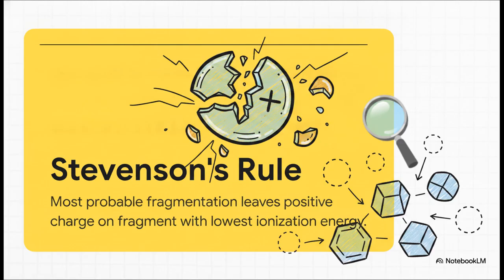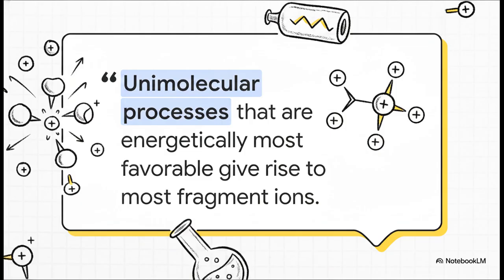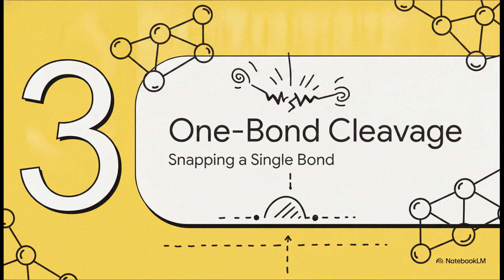To put that in simpler terms, the fragmentation pathways that lead to more stable ions, those are always going to be favored. The source material actually puts it perfectly. The unimolecular processes that are energetically most favorable give rise to the most fragment ions. If you're fresh on your organic chemistry, this should sound incredibly familiar. It perfectly mirrors Markovnikov's rule. Just like in chemical reactions in a flask, the most stable carbocation wins out, even in the vacuum of a mass spectrometer. All right, Section 3, one-bond cleavage mechanisms.